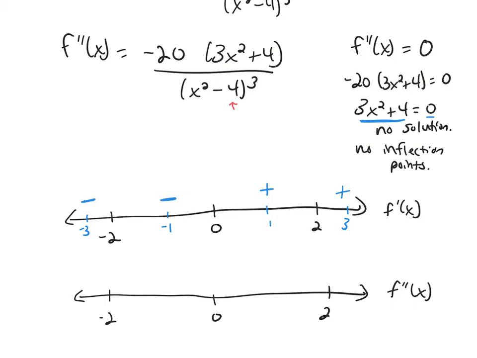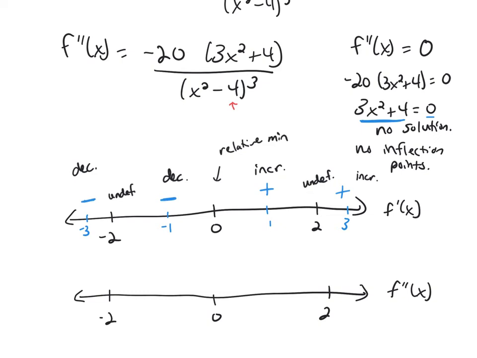So remember that your function is undefined here at negative 2 and 2. Okay, and then here my function, if it's negative, it's decreasing, decreasing, increasing, increasing. Now here my function switches from decreasing to increasing, so that means I have a relative minimum there.